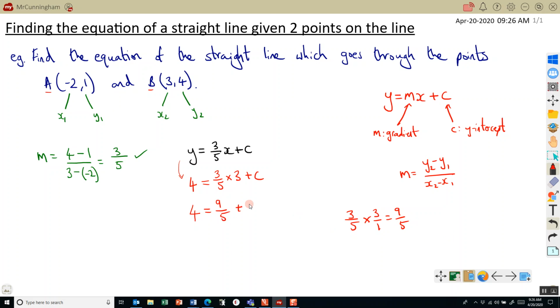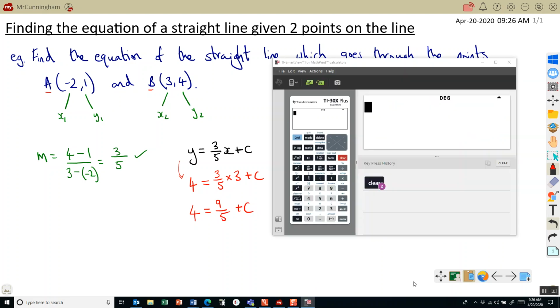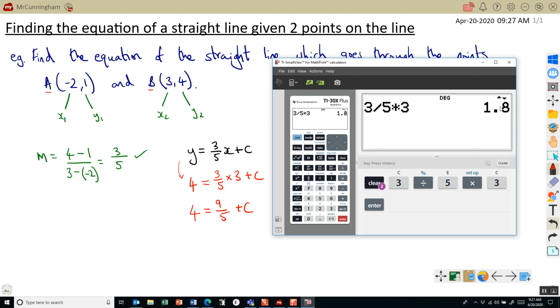Let me show you doing that on a calculator. Okay, so here's the calculator. I've got 3 over 5, and I'm going to multiply that by 3, and I get 1.8, and if I want to change that back into a fraction, the button that I press is, where is it? Okay, I think I'm on the wrong calculator mode. Let me just change it.